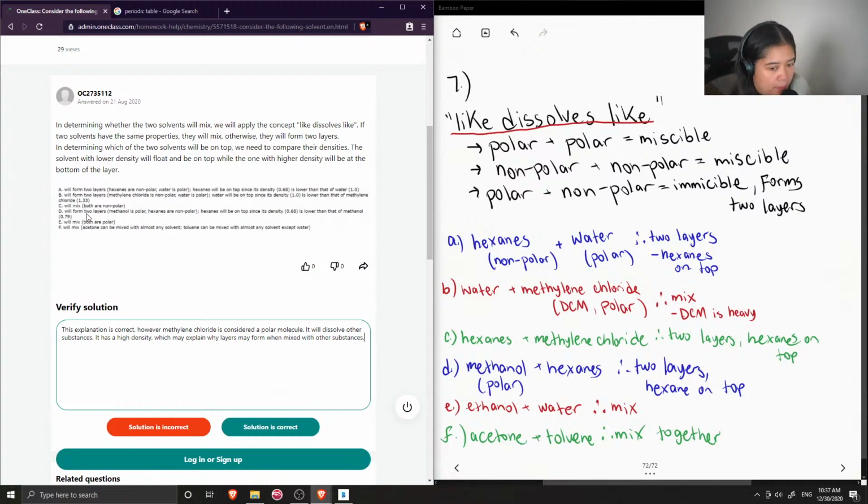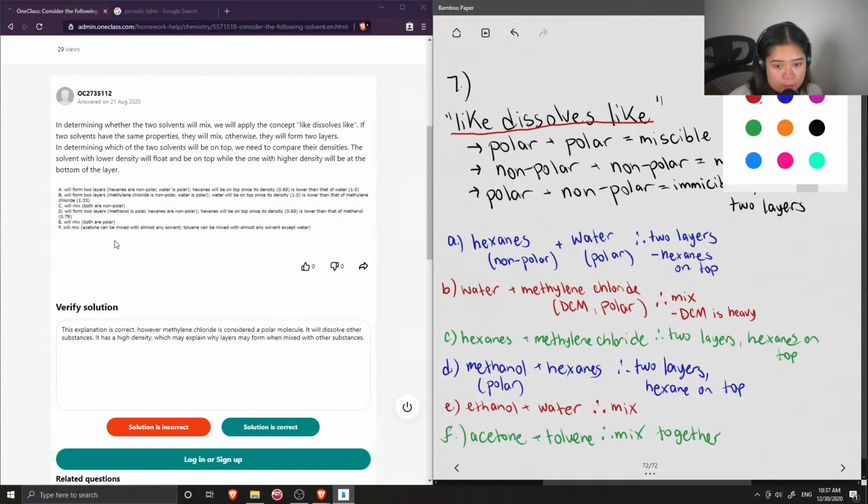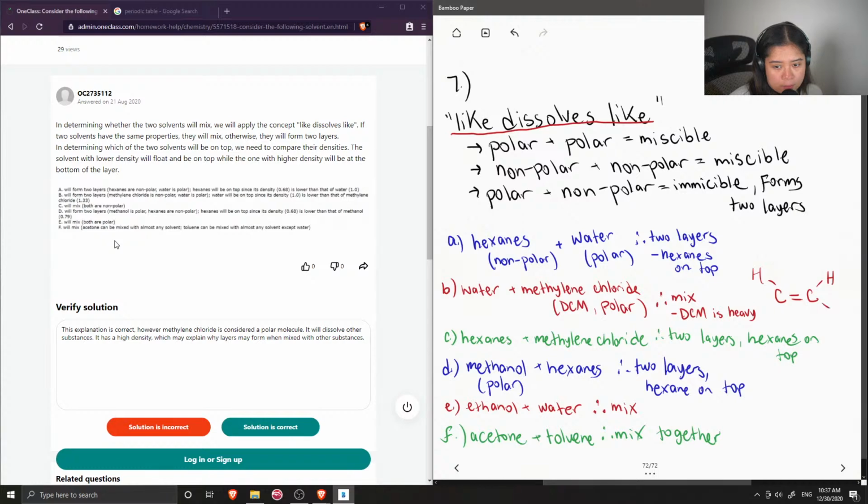C, they will mix. So again, they said that methylene chloride is nonpolar, but it is still considered a polar molecule. So I'll write down the structure of methylene chloride. This is the structure. So it contains 2 chlorine atoms, which are both electronegative. So it will form a dipole moment within the molecule.